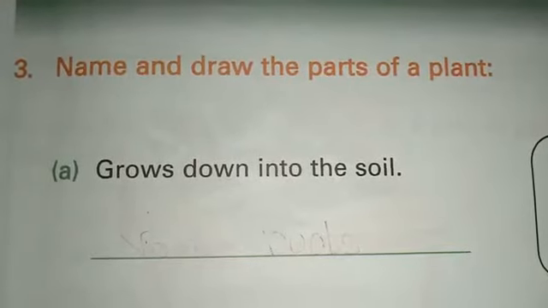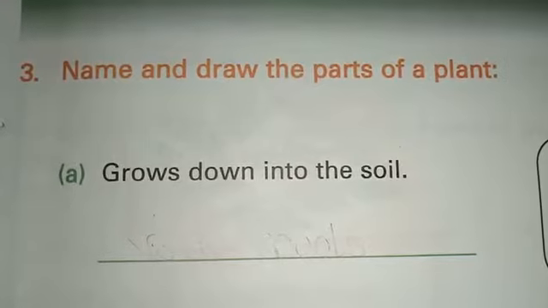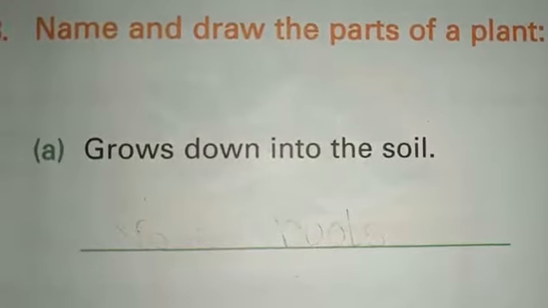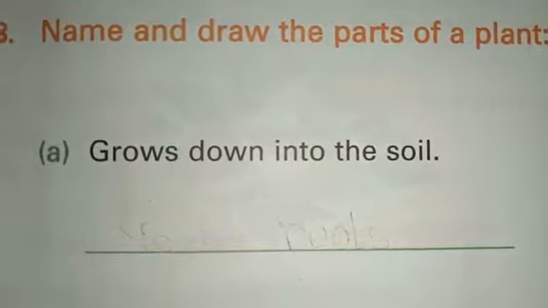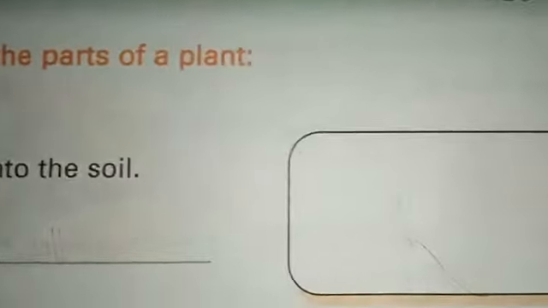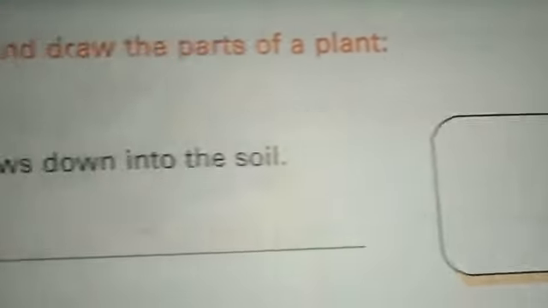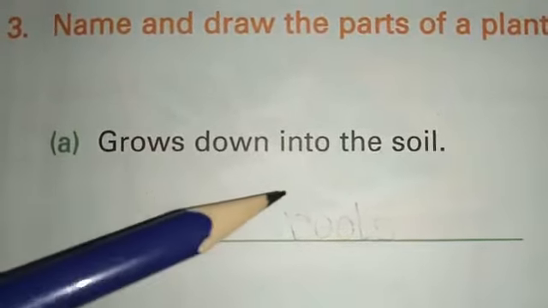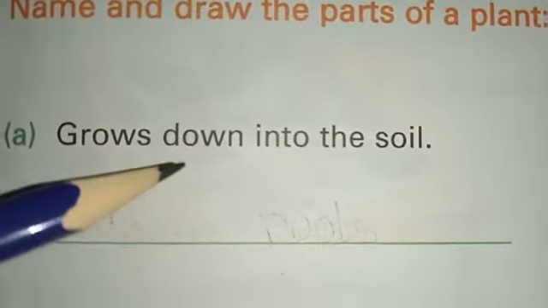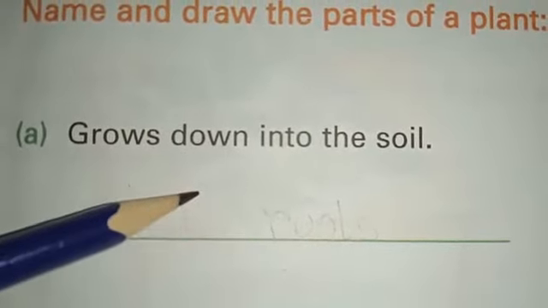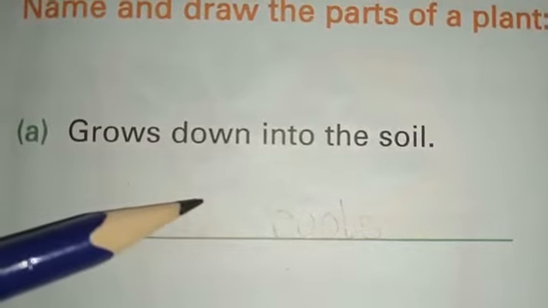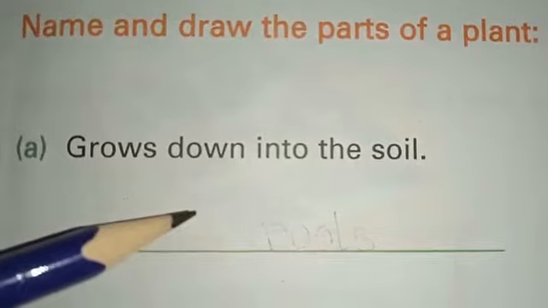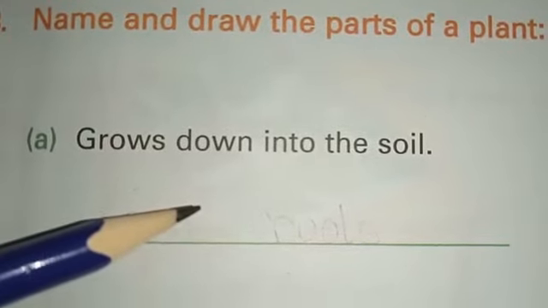Part 3. Name and draw the parts of a plant. Here a statement is given, and you have to mention the part of a plant by reading the statement and then draw it here in the box. So let's start. A. Grows down into the soil. We have to write the part of a plant that grows down into the soil. What grows under the ground or under the soil? You tell me, we have already discussed this.